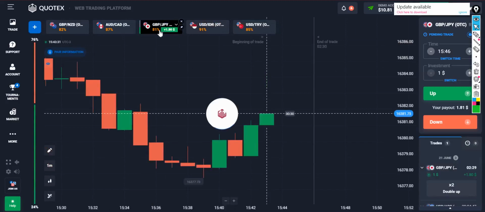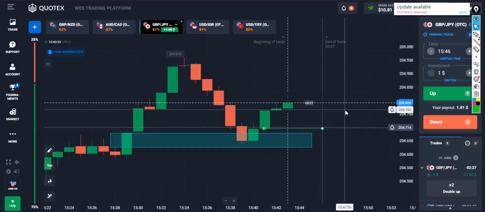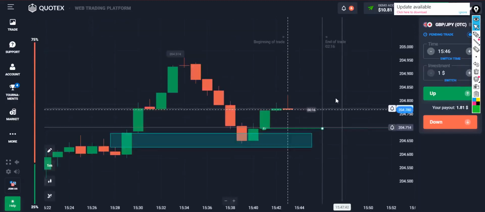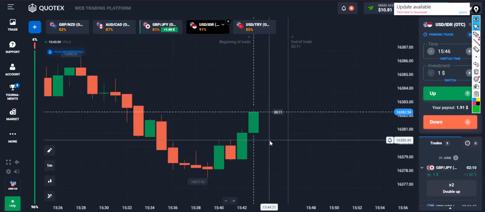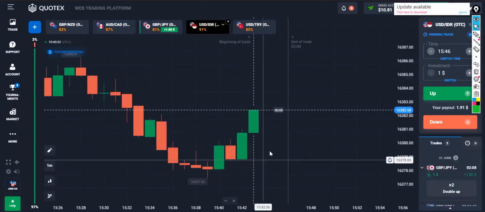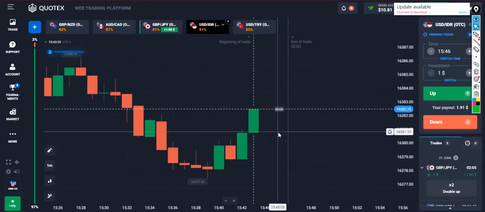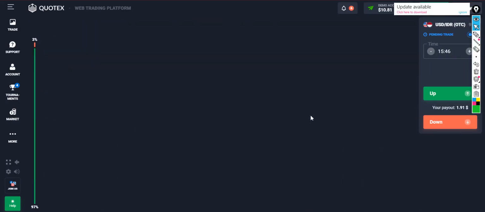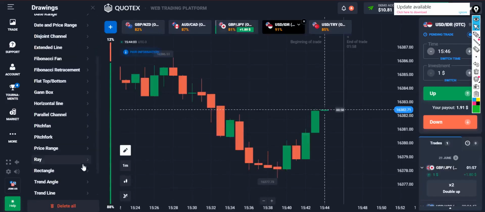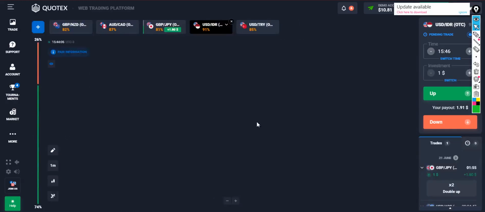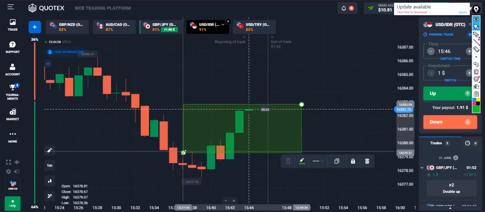So let's see what is happening right here. We still have 2 minutes 23 seconds, which means we have to wait for another 2 candles to give us the result. Let's see if we can find anything. There is a fair value gap right here. Should I take a chance? Let's see the area of it.